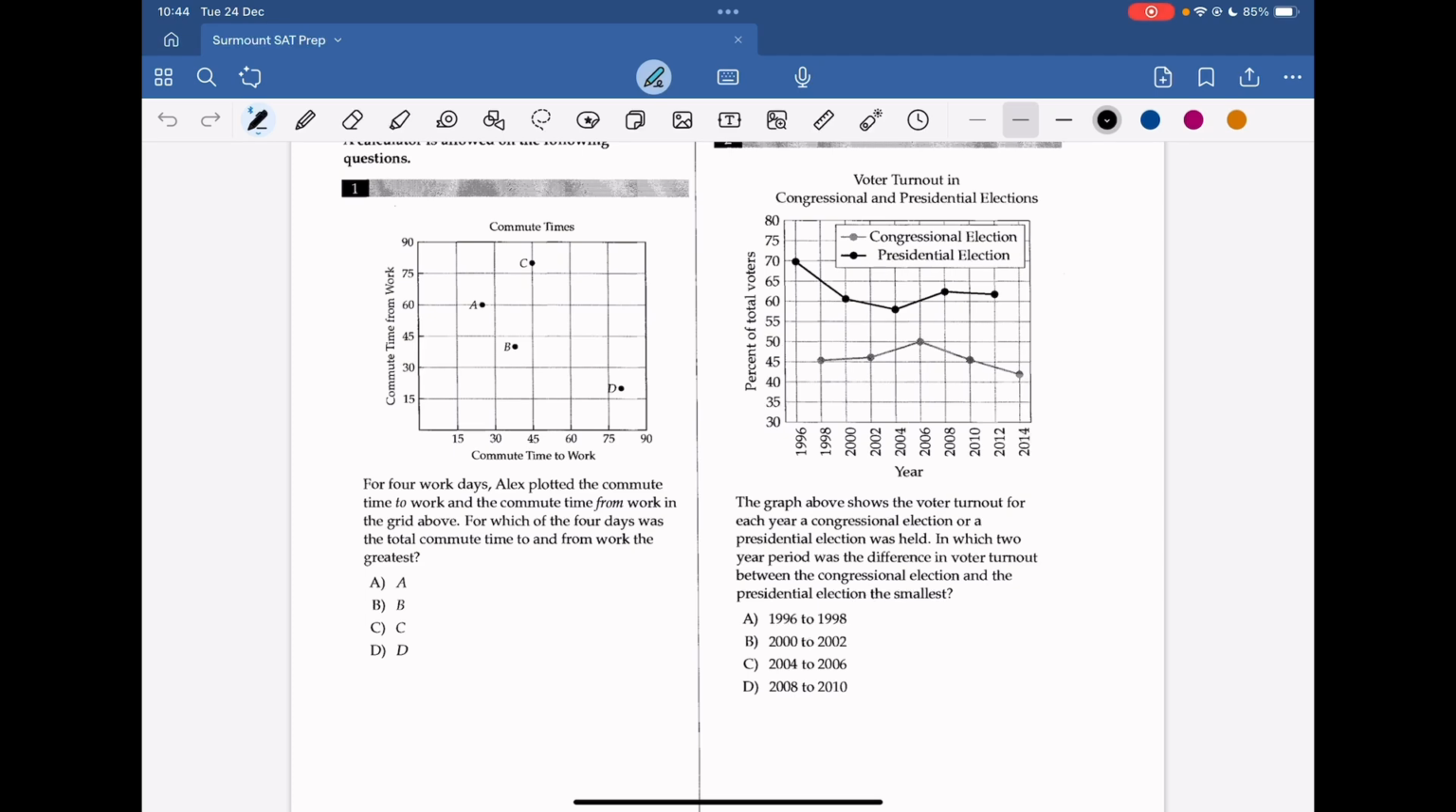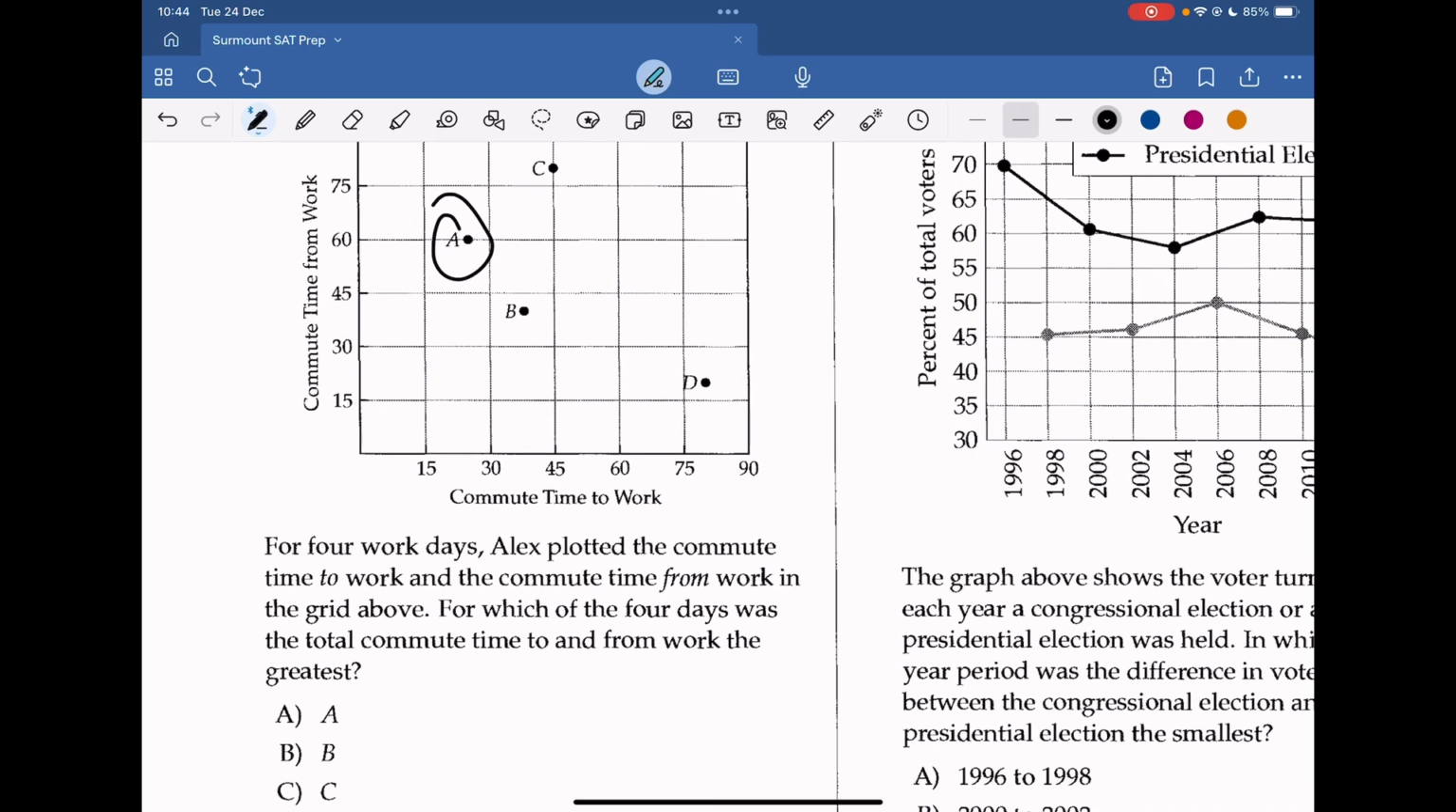So we can estimate the total commute time for each point. Let's go with point A first. Here, the time from work is 60, and we can estimate the time to work to be close to 25. So A is equal to 85. What about B? It seems like this is about 38, and we can estimate it as 40 because it's between 30 and 45. So we get an estimate of 78.